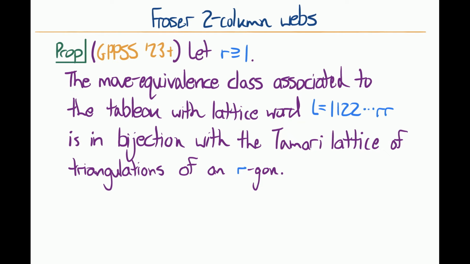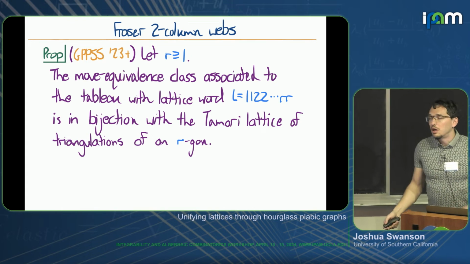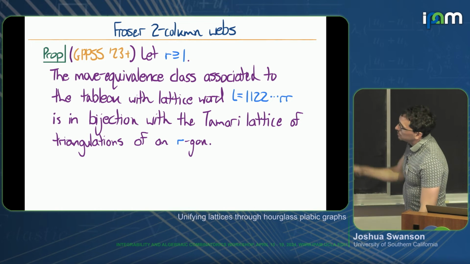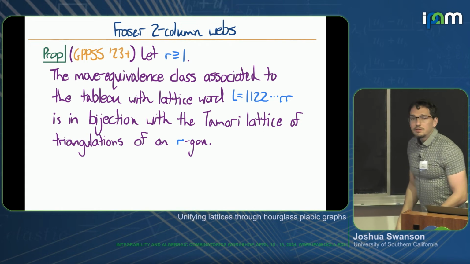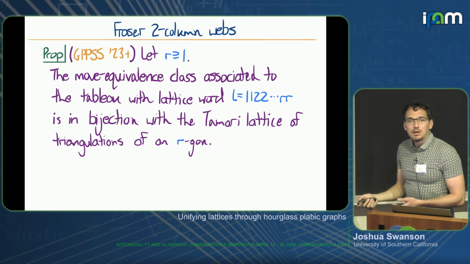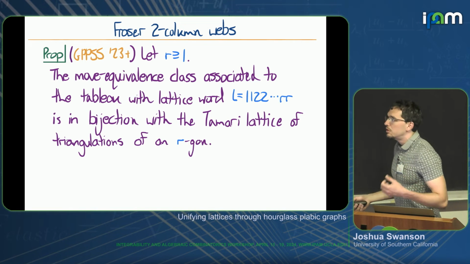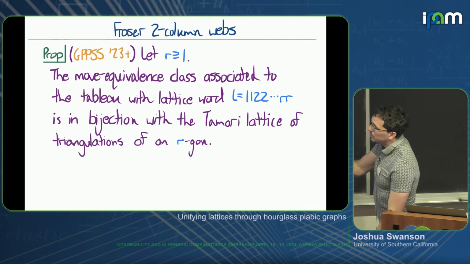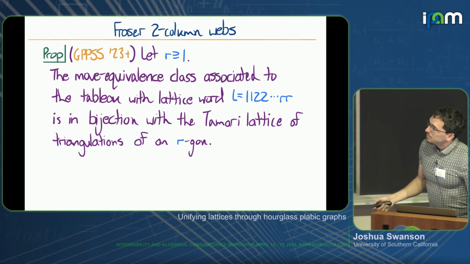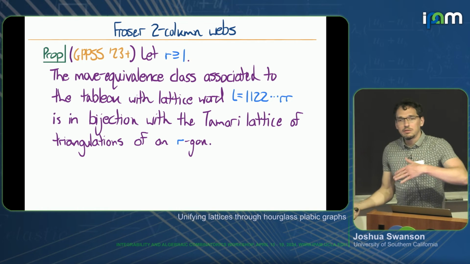The connection to Tamari is the move equivalence class associated with, again, in this case, actually the superstandard lattice word, but this time with R rows. And so I should emphasize here that this is sort of an SLR phenomenon. Before we were in rank 1, 2, or 3, really mostly 3 for R equals 4, but this is arbitrarily high rank. But anyway, so that move equivalence class is in bijection with the Tamari lattice of triangulations.